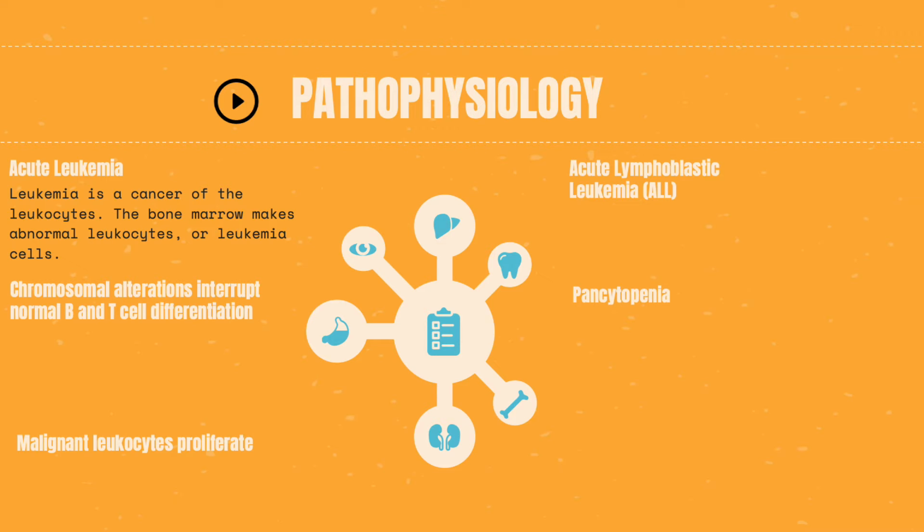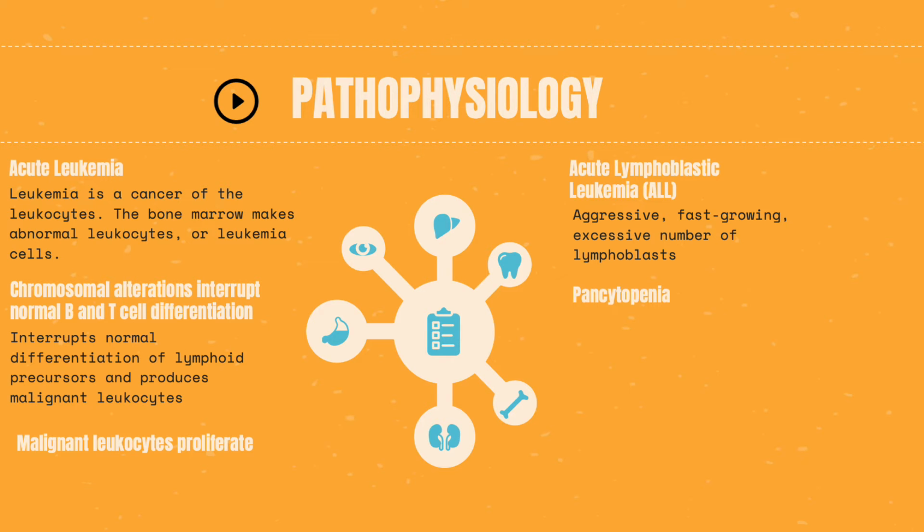Okay, so for the pathophysiology of acute lymphoblastic leukemia, first you need to understand that acute leukemia is a cancer of the leukocytes. So the bone marrow makes abnormal leukocytes or leukemia cells. Acute lymphoblastic leukemia specifically is an aggressive, fast-growing, excessive number of lymphoblasts. What happens is there are chromosomal alterations that interrupt normal B and T cell differentiation, and this interrupts the normal differentiation of lymphoid precursors and produces malignant leukocytes.